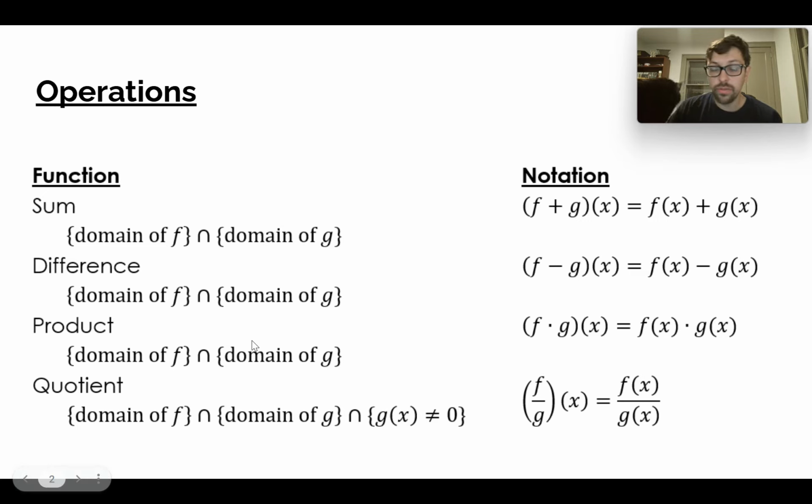Now, something to note when we look at the domain of these functions: it is the intersection of the two domains. We want to make sure that both of those functions are happy. So if there's something that's excluded from g, then in this addition or subtraction, that operation also needs to have that same restriction that g had. The same is true for f.